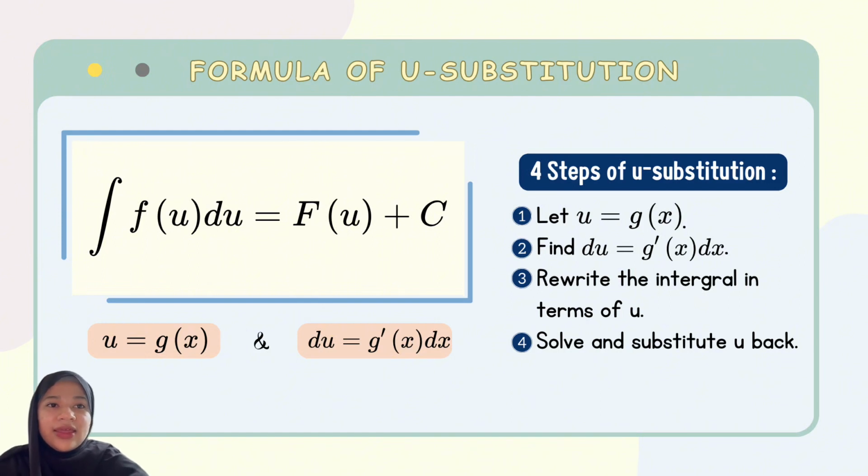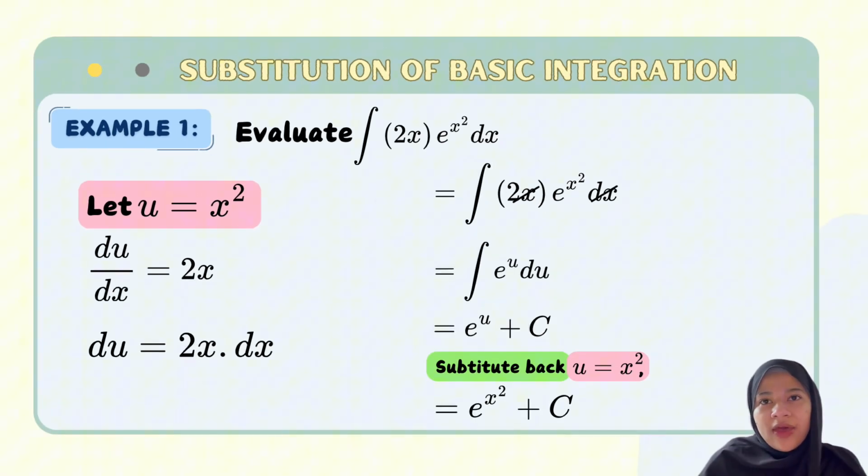Basically, these are the four steps of u-substitution. The first one, we need to let u equal g(x), and then find du. The third one, rewrite the integral in terms of u, and then solve and substitute u back. Okay, now here we have substitution of basic integration.